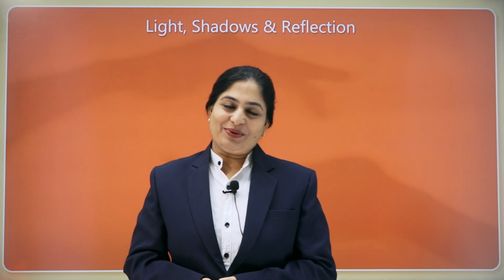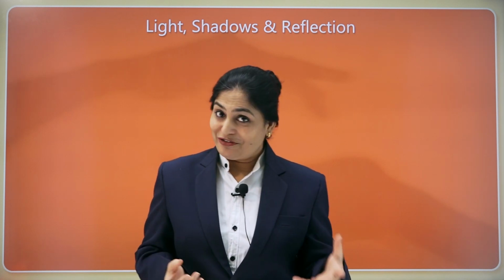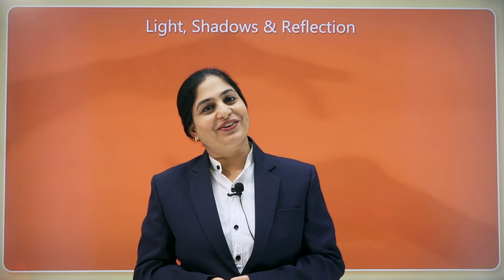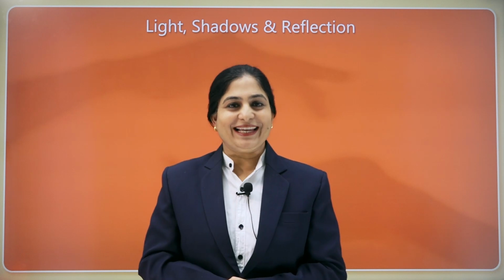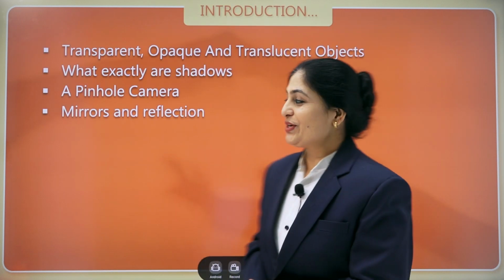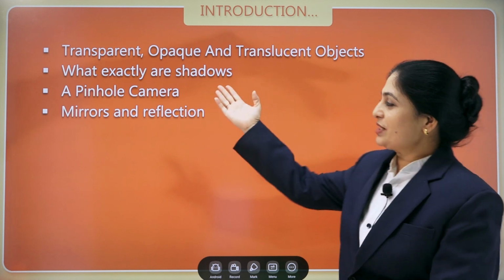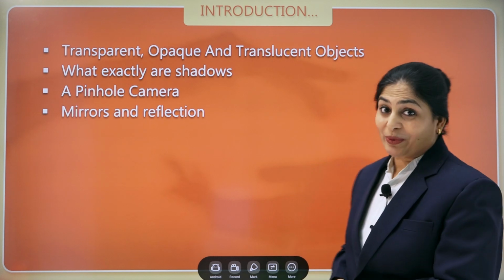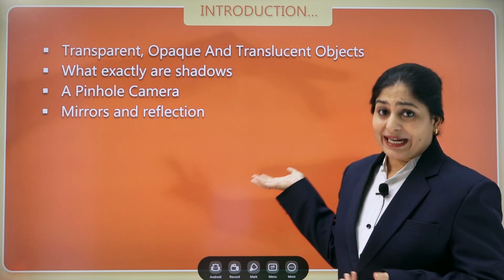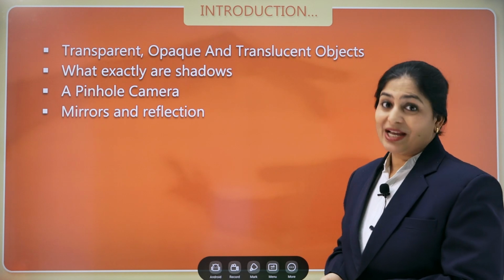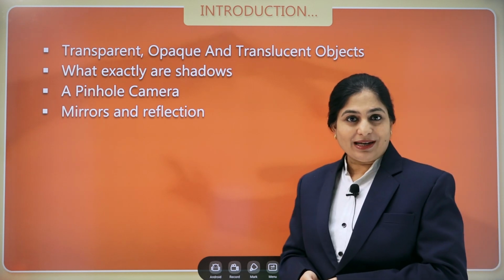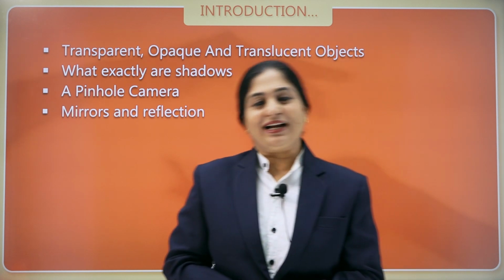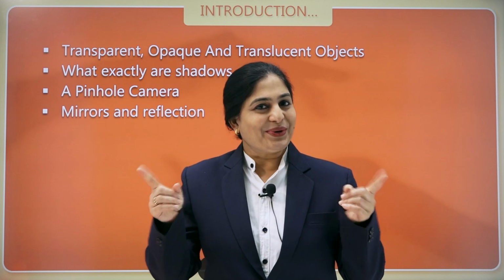So today we are going to discuss a new chapter of class 6 science, and that is light, shadows and reflection. So what will we study in this chapter? Let us see. Here in this chapter we'll talk about various types of substances like transparent, translucent and opaque objects. Then we'll see what exactly shadows are and how they are formed, a pinhole camera, and mirrors and reflection. A few more things about light will also be discussed in this chapter. So are you ready, children?